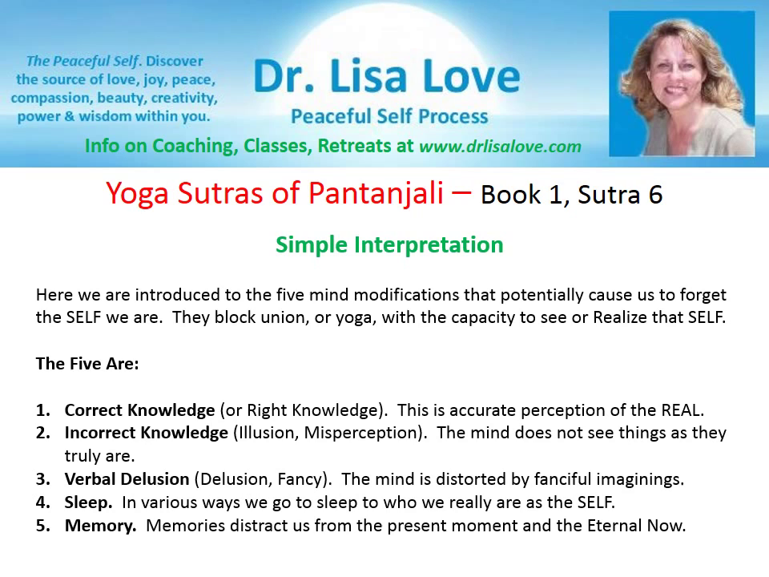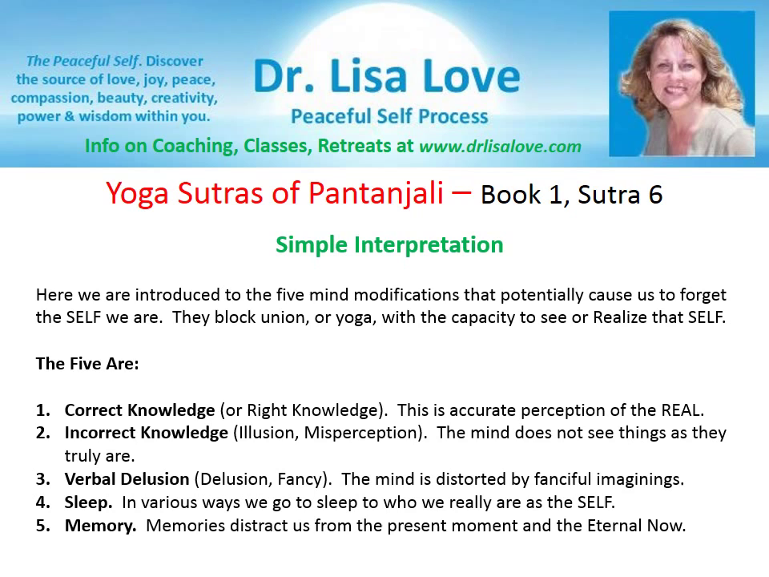The first mind modification is incorrect knowledge, also called illusion and misperception by our various authors. And here the mind does not see things as they truly are. This is known as illusion by both Iyengar and Bailey. And Bailey, in her book Glamour: A World Problem, speaks a lot about various kinds of illusion.